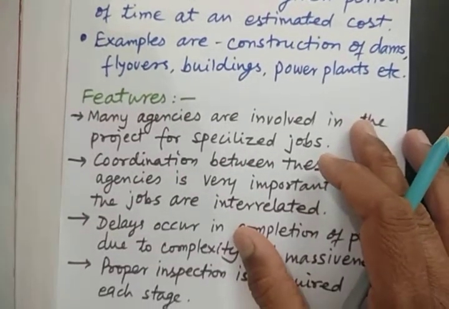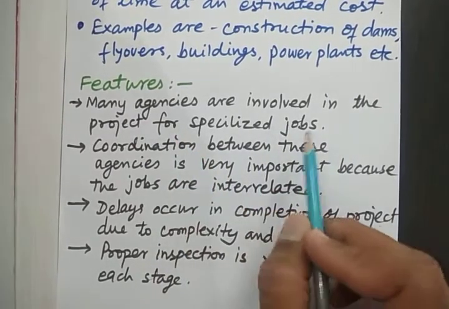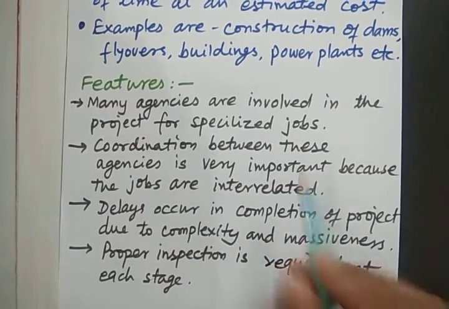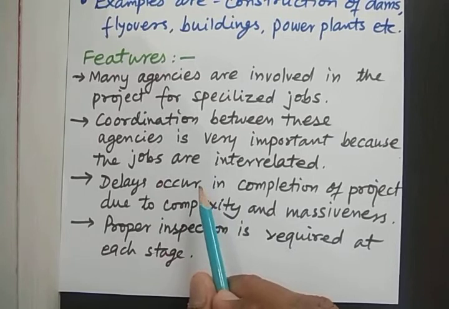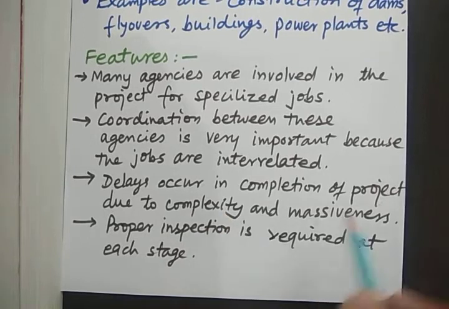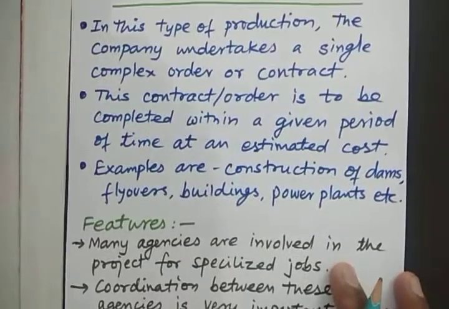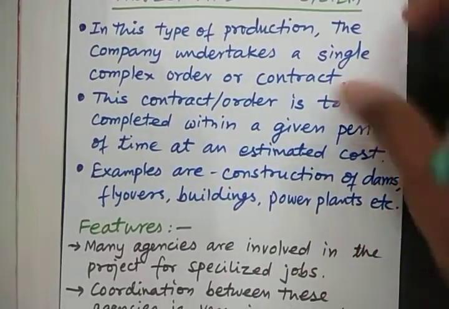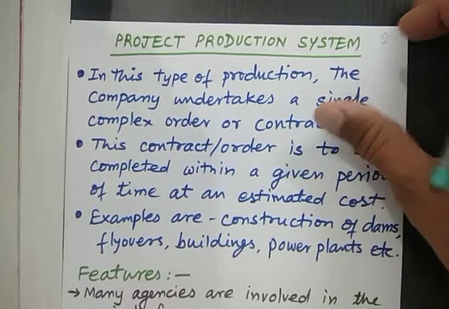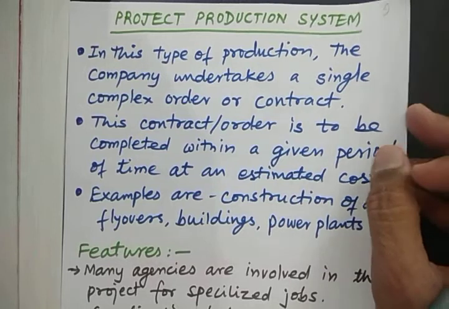Features of the project production system are that many agencies are involved in the project for specialized jobs. So coordination between these agencies is very important because the jobs are interrelated. Delays in completion of the project occur due to complexity and massiveness of the project, and proper inspection is required at each stage. So this is the third type of intermittent production system. We have studied job production system, batch production system, and project production system. So these are the three intermittent production systems.